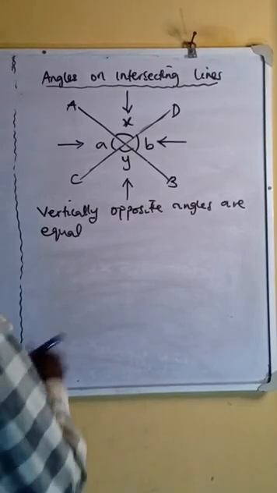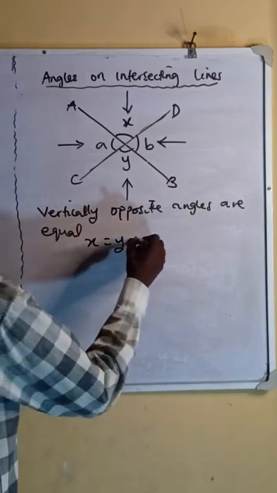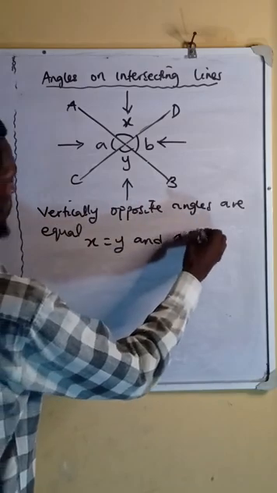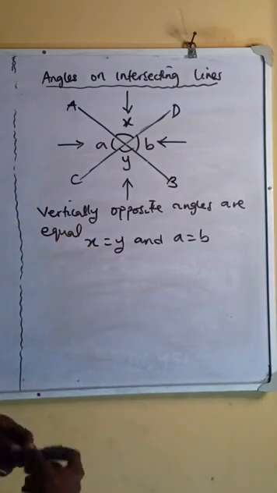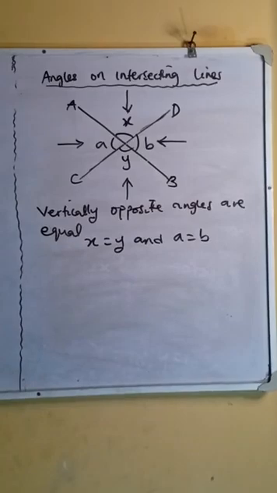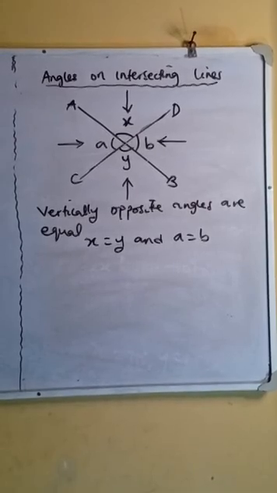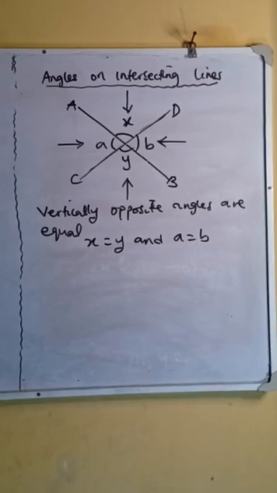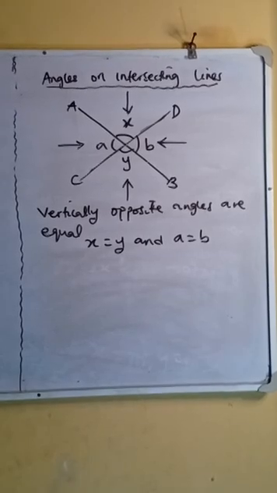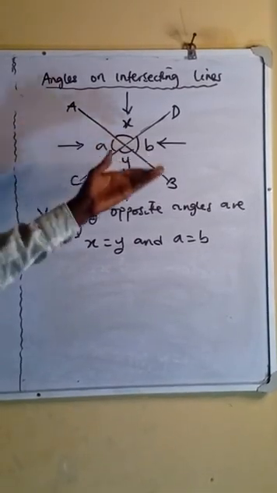So in that case, we have that x and y are equal, as well as a and b. X equals y and a equals b. But also remember, don't forget that they are all straight lines. Because they are all straight lines, we can also apply the principle that the sum of angles on a straight line is 180, meaning that these two angles, x and b, that are on the straight line will add up to 180.